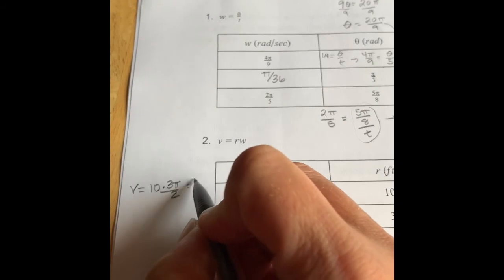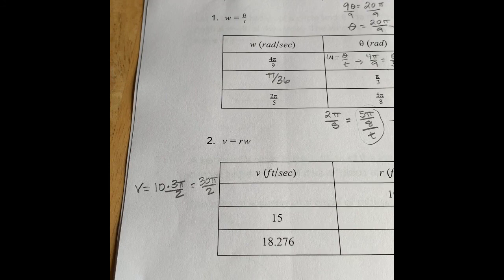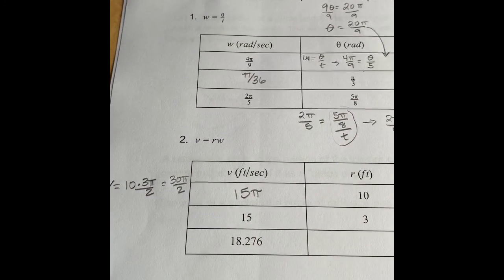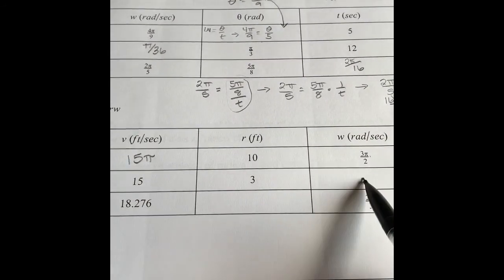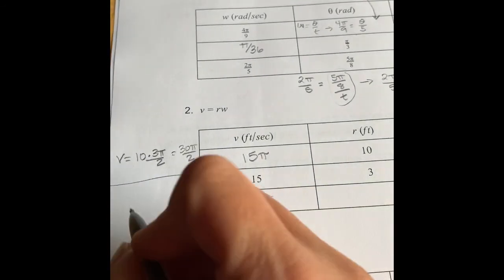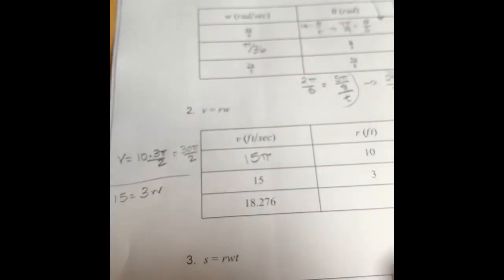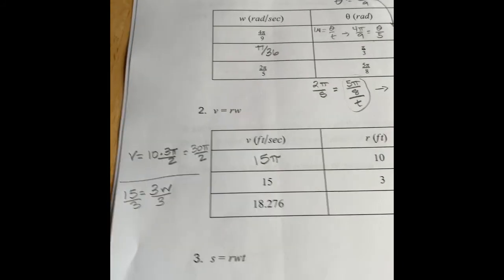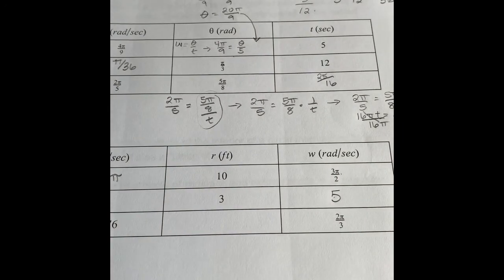So when we multiply, we get 30 pi over 2. And 30 pi over 2 can be simplified to 15 pi. So that is our linear velocity. On the second one of that table, our missing variable is the W. So plugging into the same formula here, V is 15 equals R, which is 3. Looking for W, obviously, we just have to divide by 3. 15 divided by 3 is 5. So our angular velocity is 5 radians per second.